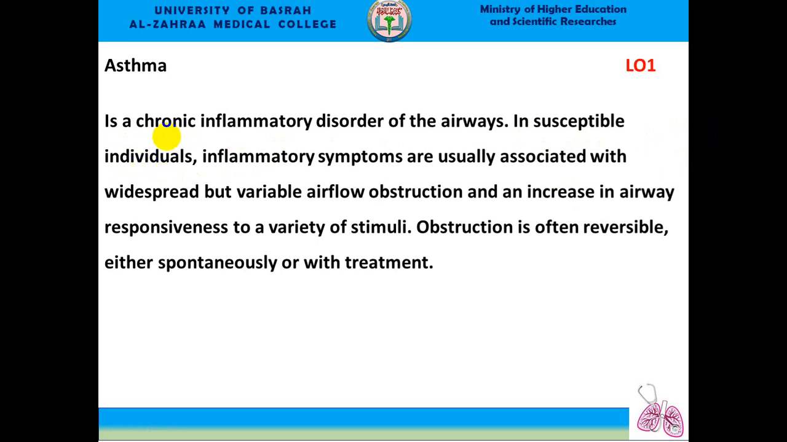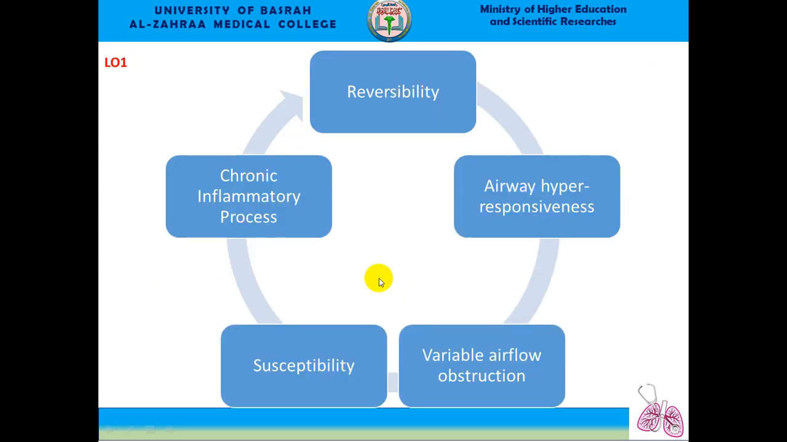Only those who are susceptible to bronchial asthma will have inflammatory symptoms, and these inflammatory symptoms are widespread, but they are variable, and there is variable airway obstruction. So some areas of the lung will be affected, some will not, and there is an increase in the airway responsiveness to a variety of stimuli that we will talk about in a minute. And usually the obstruction is reversible, either spontaneously by itself without any intervention by us, or with treatment, drugs or medications.